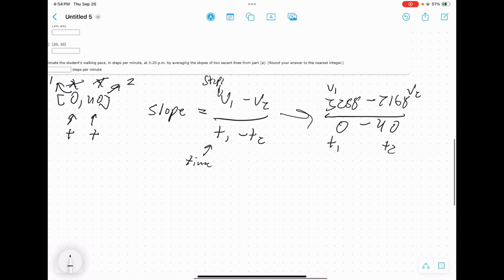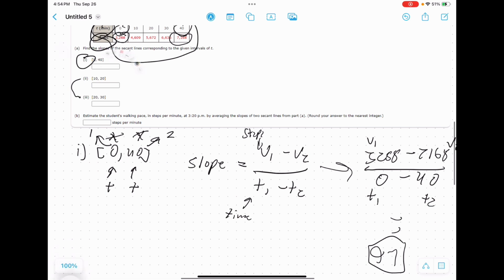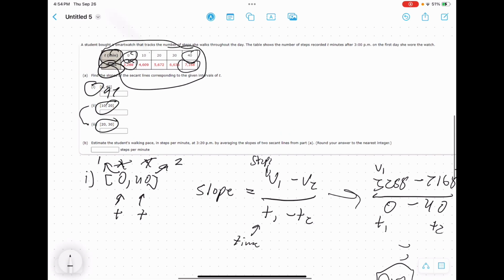So once you have that, it should equal 97. That would be your answer for A, 97. And you would apply the same concept with these two. You look for t1, t2 for this one, steps 1, steps 2, and then same thing for 20, 30.